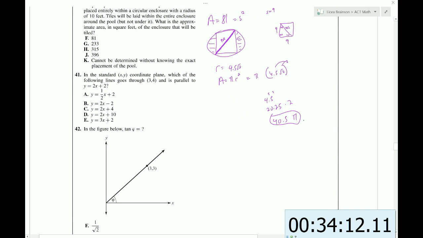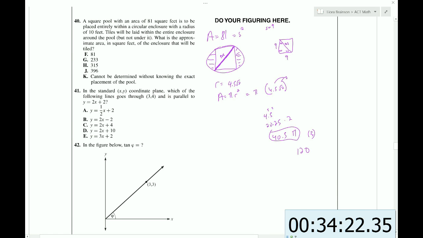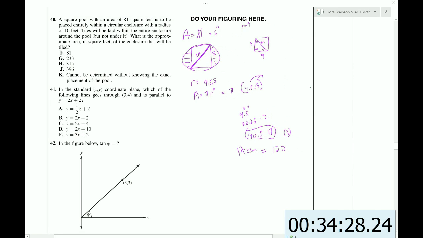At this point you can realize that pi is approximately 3. So it's 40 times 3, which is approximately 120. It's a lower estimate. So this would be the area of the circle. And then we have to subtract the area of the square, which is 81. So that gives us approximately 40. Chances are it's going to be F.